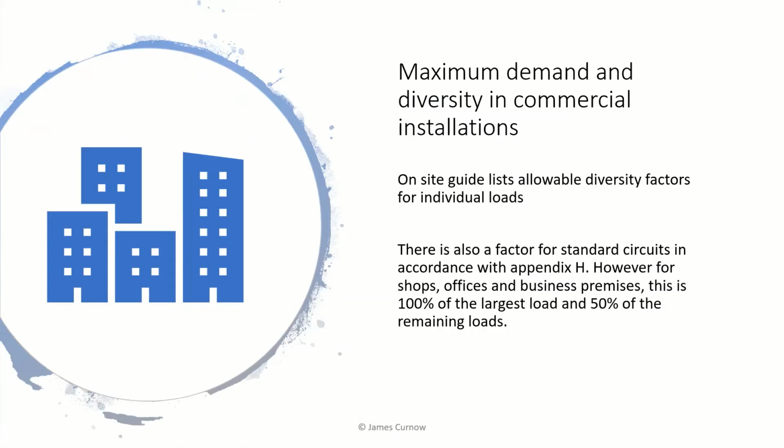So there are two methods that we could use for calculating the maximum demand and diversity in a commercial installation. The first method is to apply the allowable diversity factors for individual circuits. It's also possible to use the factor for standard circuits in accordance with Appendix H. However, for commercial premises, this is increased to 100% of the largest load plus 50% of the remaining load. So it's slightly higher than in the example I gave for domestic installations. In this video, I'm going to be providing the example for maximum demand using the individual diversity factors for each circuit. And I'll show how this can work for both single phase and three phase distribution boards.